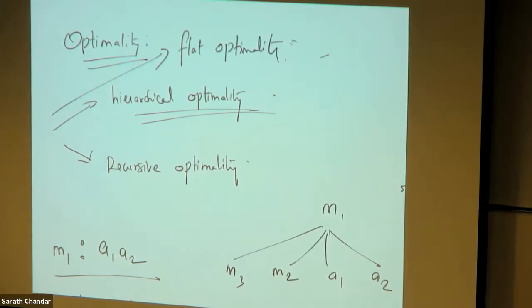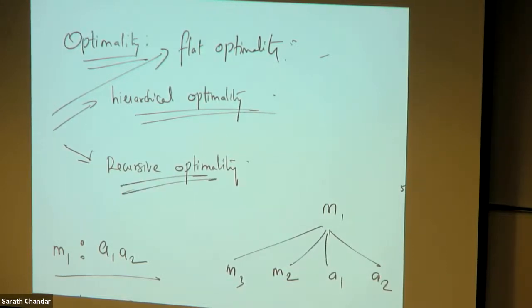So flat optimality is when you don't have any hierarchical algorithm, which is the best possible optimal solution for the task. Now, hierarchical optimality is not guaranteed to be better than flat optimality. In fact, for most practical cases, it is going to be suboptimal when compared to flat optimality. Now, recursive optimality is an even weaker form of optimality.